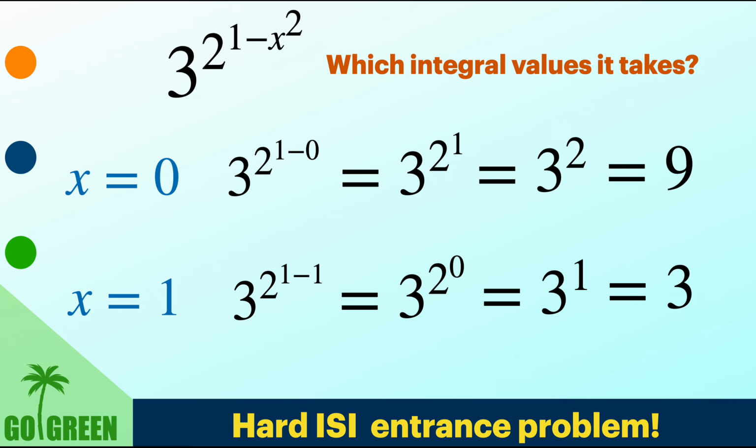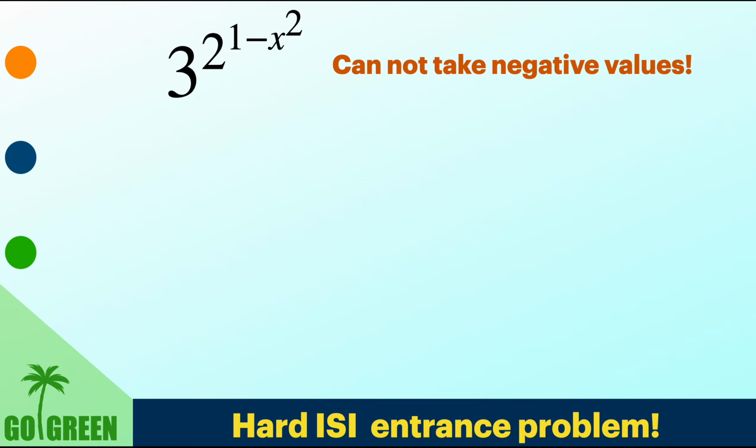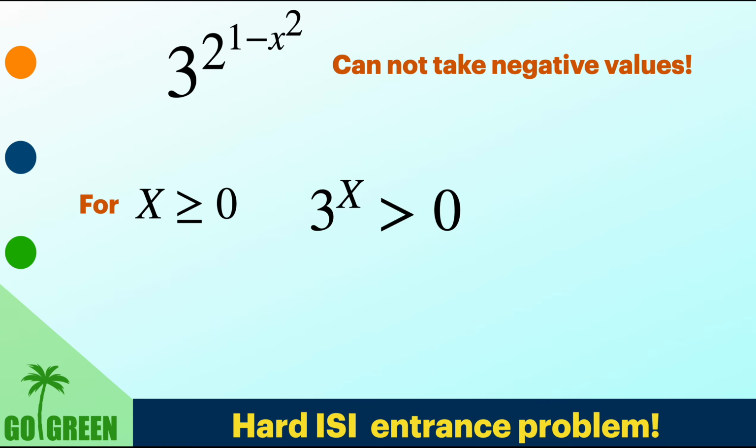You can also make another observation: 3^(2^(1 - x²)) cannot take any negative value. Why is that so? If you take any capital X, not the same as the small x now, for any capital X which is bigger than or equal to 0, what is 3 to the power X? That is always bigger than 0, because for X equals 0, 3 to the power 0 is 1, and if X is positive, 3 to the X is positive, there is no doubt. Therefore, for all X bigger than or equal to 0, 3 to the power X is positive. Now, if X is negative, what happens?